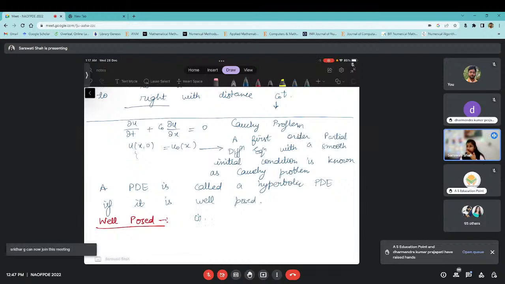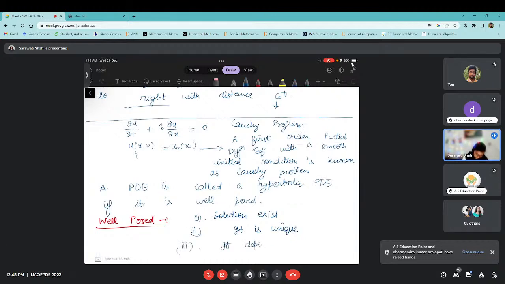If the solution of a Cauchy problem exists, it is unique and it depends continuously on the initial datum.